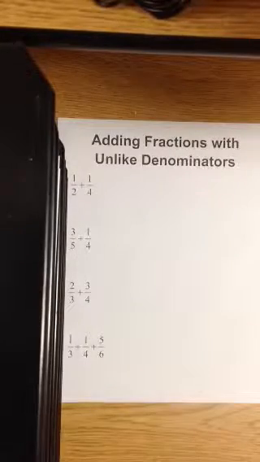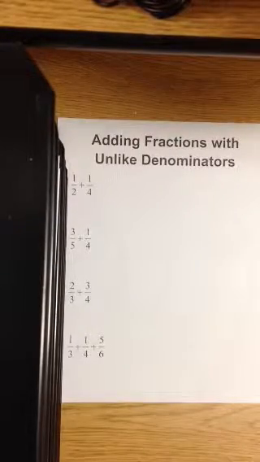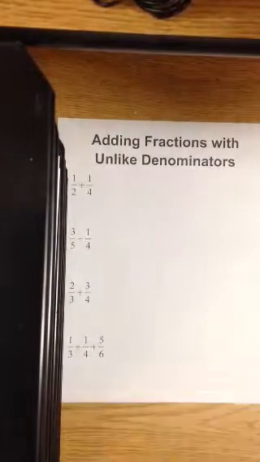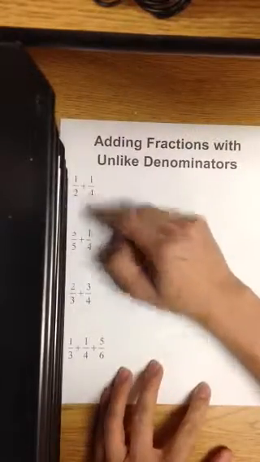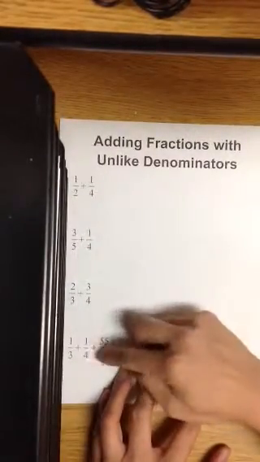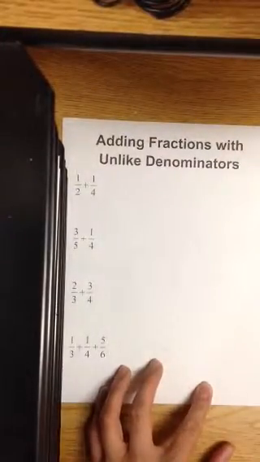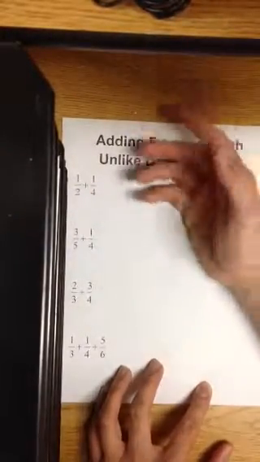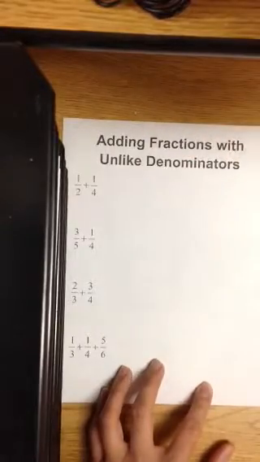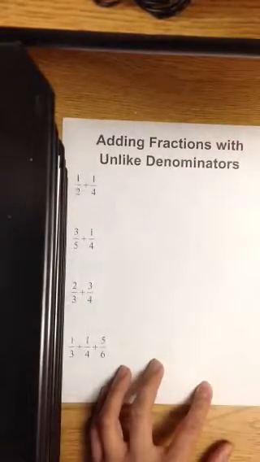How to add fractions with unlike denominators. So, if you look at this, the denominators are different. They are unlike each other. So we're going to have to find a common denominator. We need to find an LCD, or least common denominator. But before we do that, let's draw each picture.